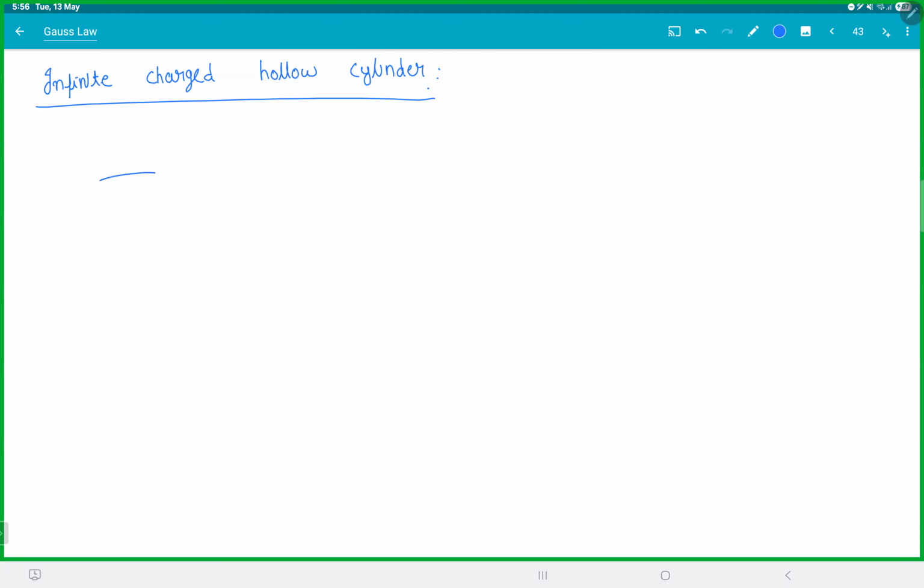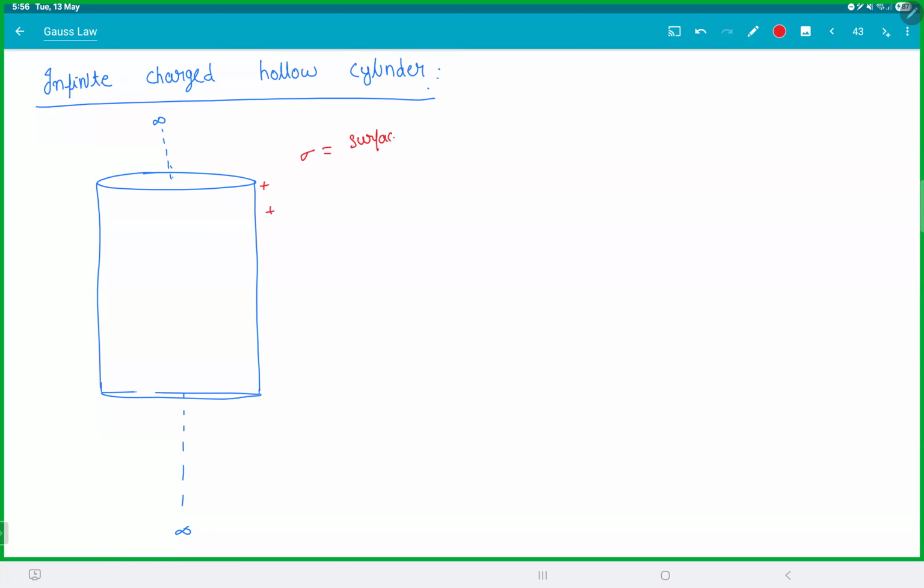So let's say we have a cylinder. It's an infinitely long hollow cylinder going to infinity. So this entire cylinder has a charge plus sigma, which is your surface charge density. We want to find the field inside and outside. And the radius is R.